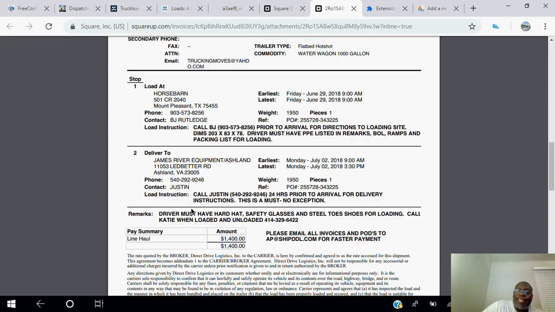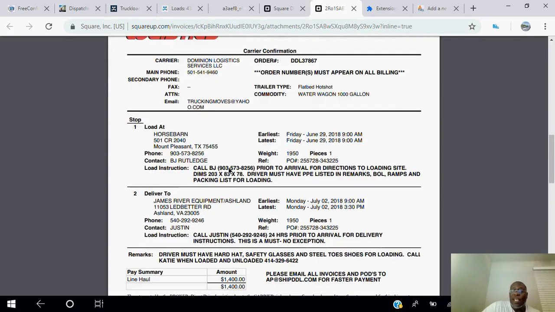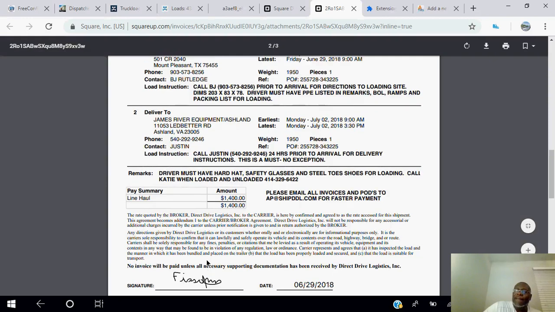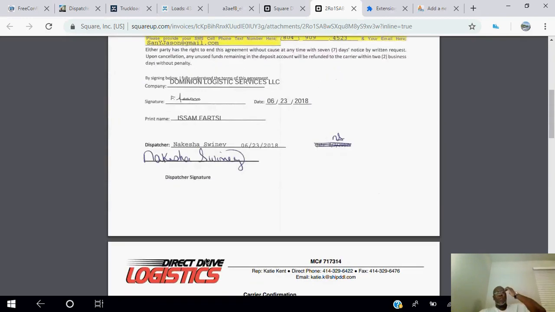I guarantee you, 8 out of 10 carriers is not going to read this confirmation sheet. They're gonna scroll down, look for the money. Okay, the money looks right. Bam, and they're gonna sign it. And then when they get to the pickup, they realize, I got two pickups, I got two drops. Hold up, I didn't see that. No, you didn't read it. You didn't read it.